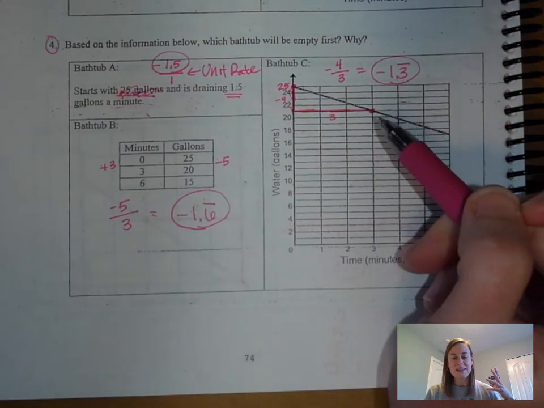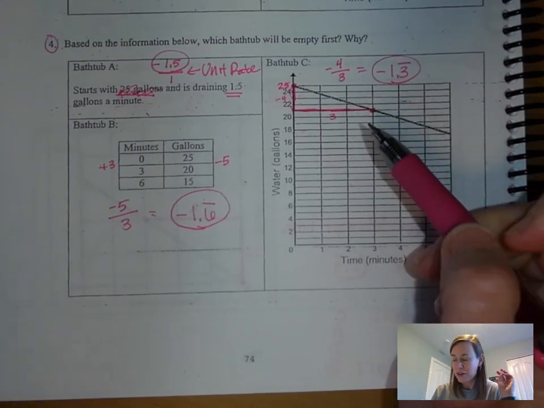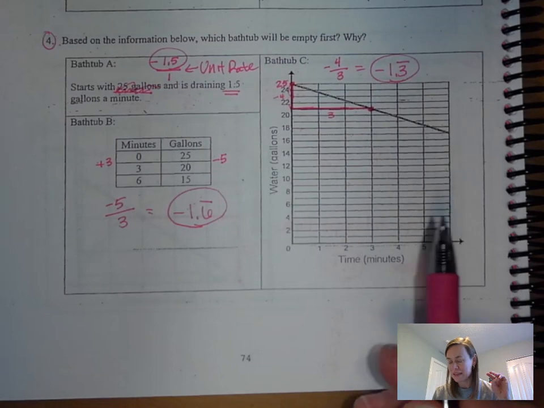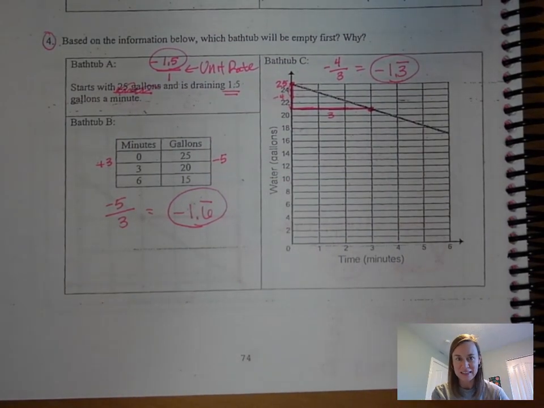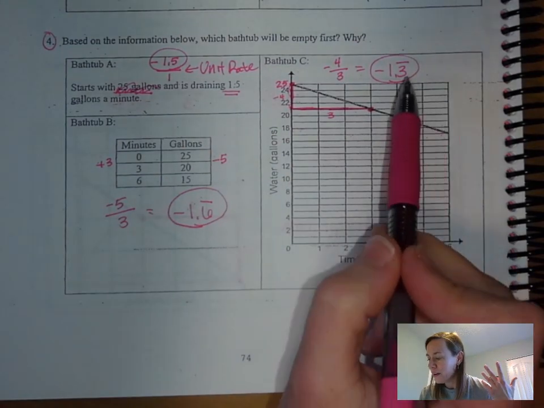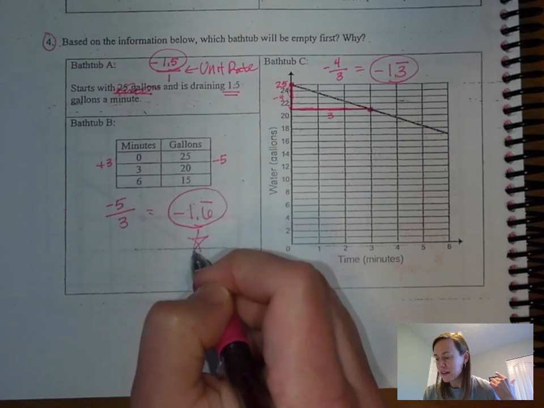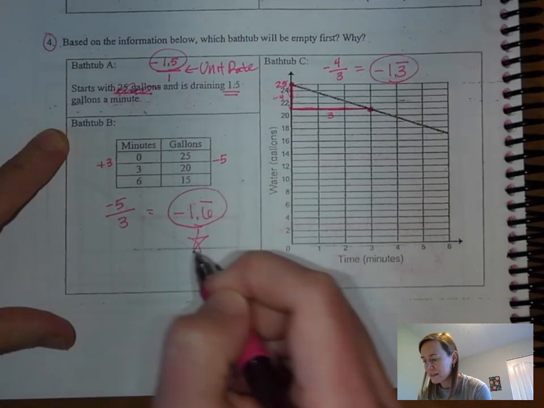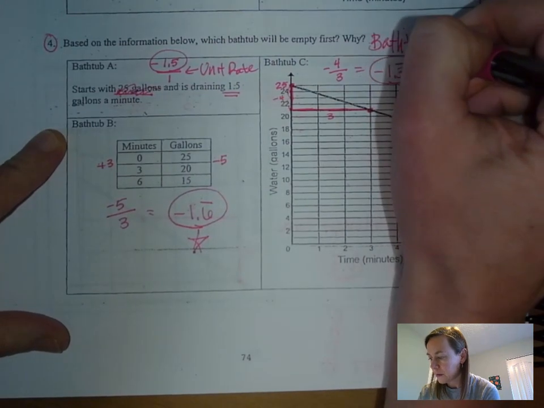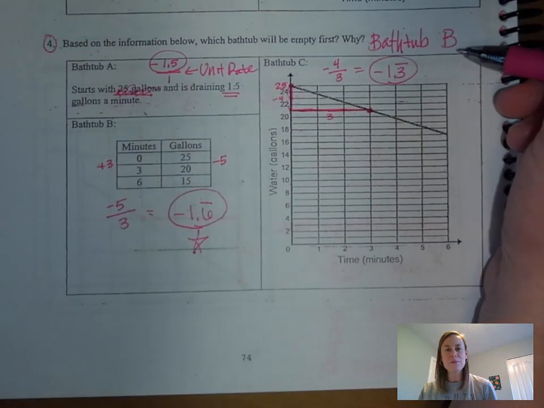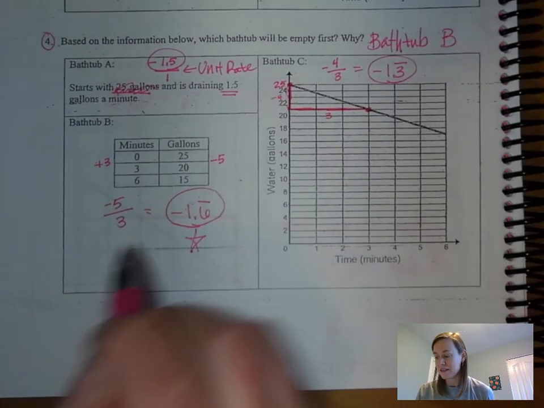So whichever one is losing water the fastest is going to empty first. So which one of these negative numbers is biggest? And I say biggest kind of in that negative sense. It's losing water the fastest. So 1.3, 1.6, 1.5, it looks like this guy here is the winner. So bathtub B will empty first. And the reason why is because it's losing water the fastest based on its unit rate.